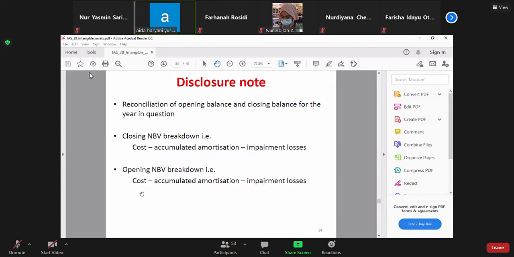How to disclose dia dalam balance sheet, dalam SOP sama, tapi you tak ada accumulated depreciation but you have accumulated amortization. Sama je lah opening and closing.